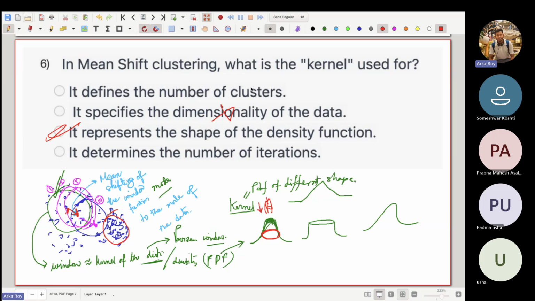It determines the number of iterations. Again, you have no say on the number of iterations, because the number of iterations is basically decided based on the step size and the convergence relation of the gradient ascent rule. So therefore, again, it determines the number of iterations. That is also incorrect.